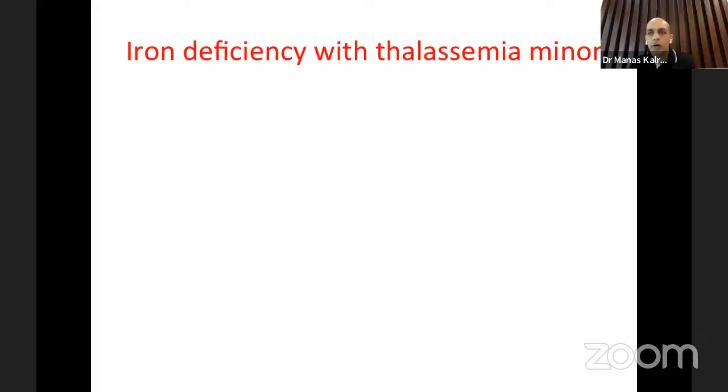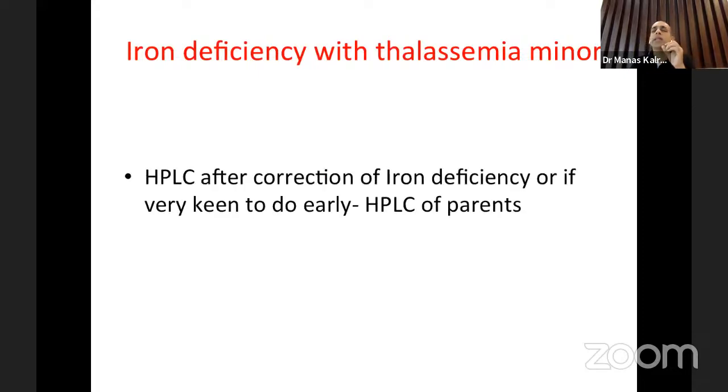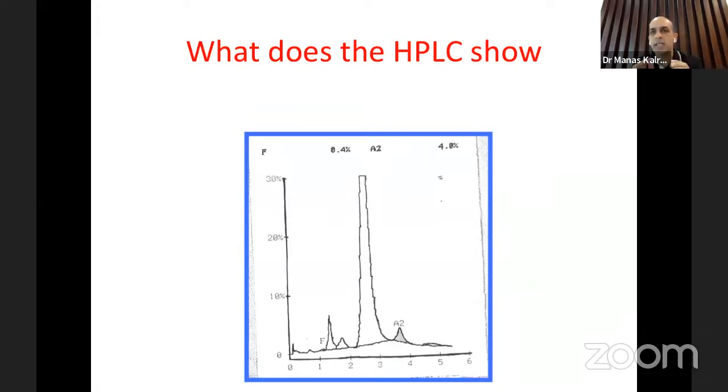So how do you confirm it? Ideally, they say that the HPLC should be done after the correction of iron deficiency. Why is that? Because in a case of thalassemia minor, this HPLC shows you a patient with thalassemia minor, the HbA2 is 4% here, you can see. So anything above 3.5 usually points towards thalassemia minor. So if you have a high HbA2, it is thalassemia minor. But if the patient has severe iron deficiency, suppose this patient's hemoglobin is 5 or 6, he will not have enough iron to produce HbA2. So what will happen? HbA2 will come as 3.